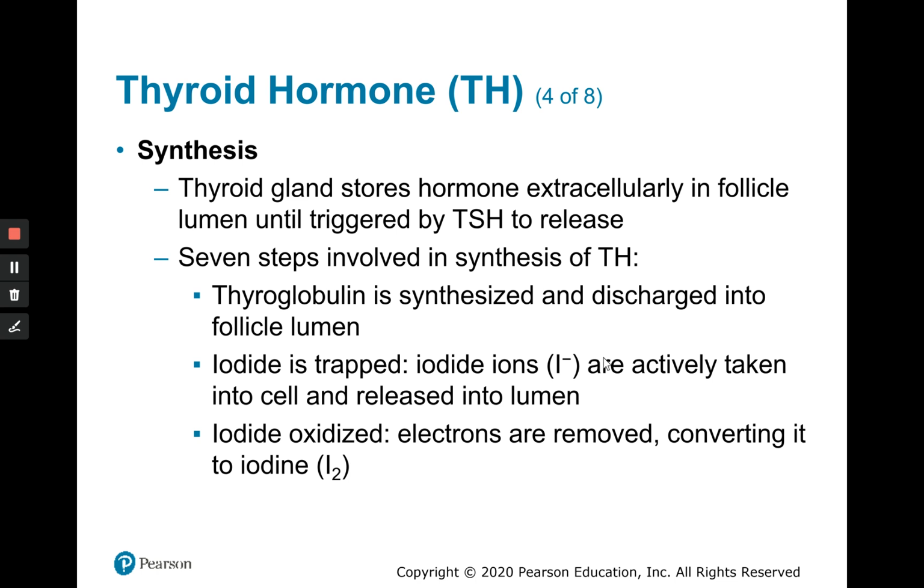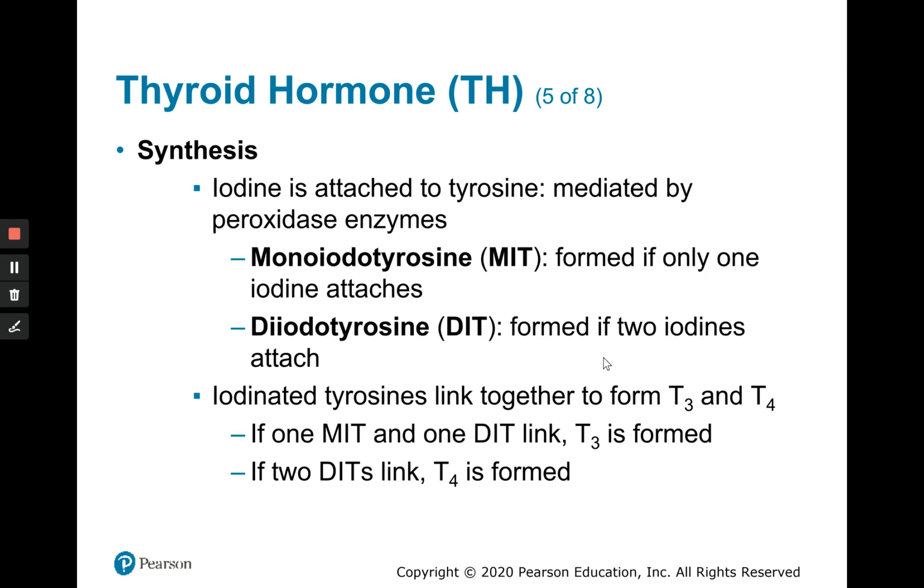Then we need to get iodide from the blood, transport it across the cell, and then send it into the follicle lumen. We would also then need to oxidize iodide to iodine. So we break it down some, kind of change it, move around its electrons. So what we've done thus far, in order to eventually break down thyroglobulin and get our tyrosines, is first make thyroglobulin, send it to the follicle lumen, trap iodide, send it to the follicle lumen, and then turn it into iodine.